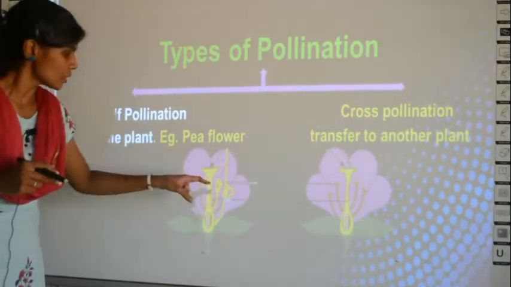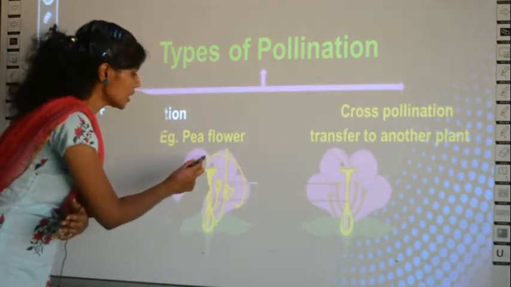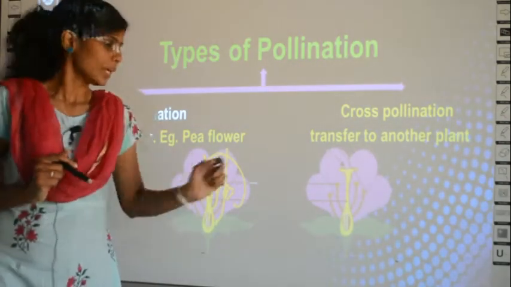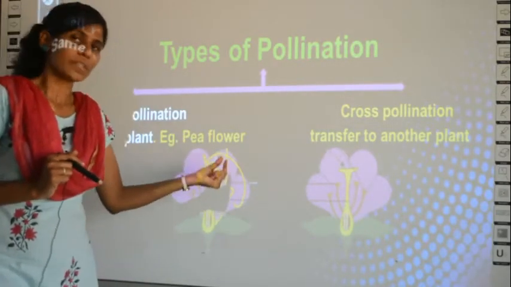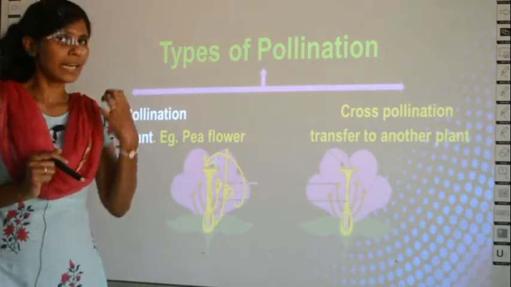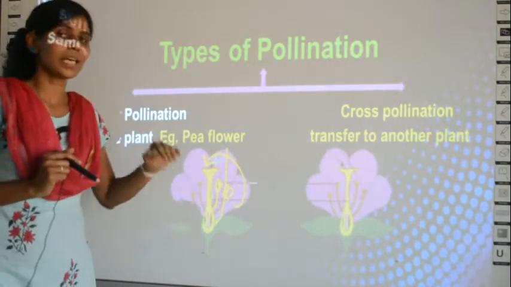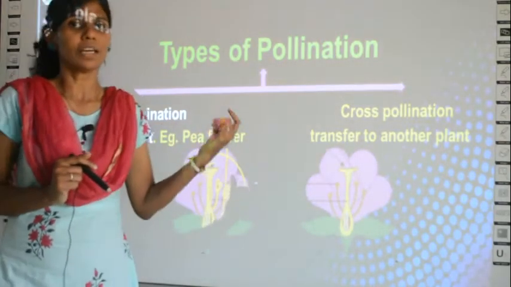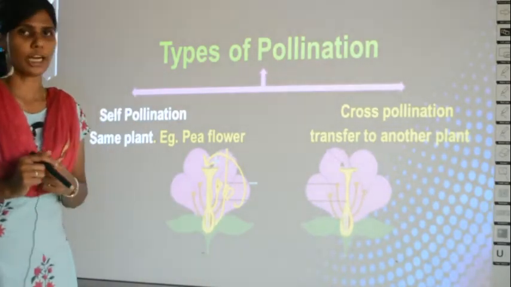What does it mean? So the transfer of pollen grains from the anther of this plant to the stigma of the same plant. Within the same flower, it is going to happen. It is not the same plant, it is the same flower. So transfer of pollen grains from the anther to the stigma of the same flower is called self-pollination. It happens in the same flower itself. Okay, this is self-pollination. An example is the pea flower. In the flower of the pea plant, you can see this type of pollination.